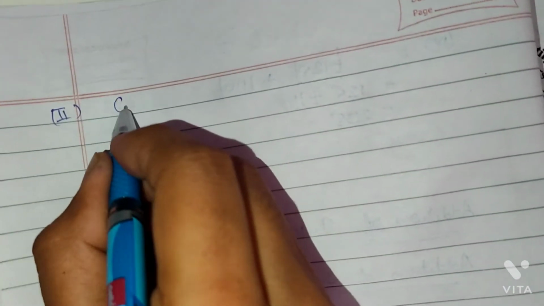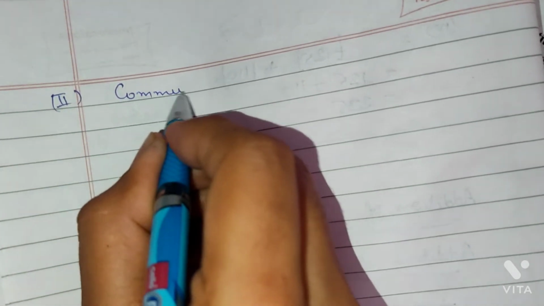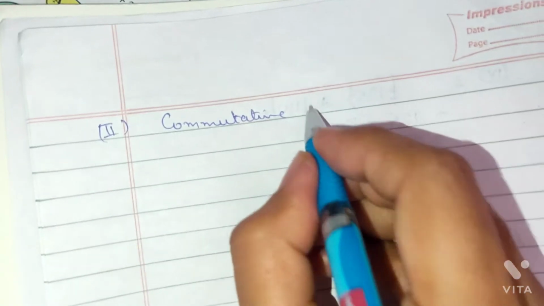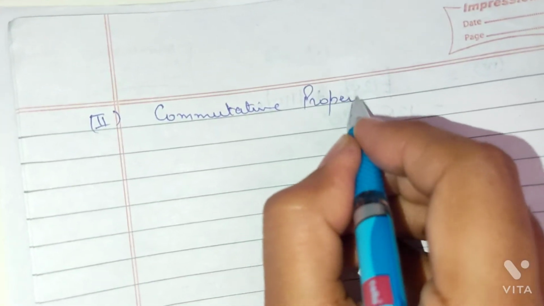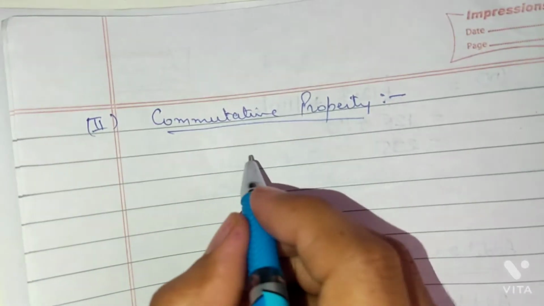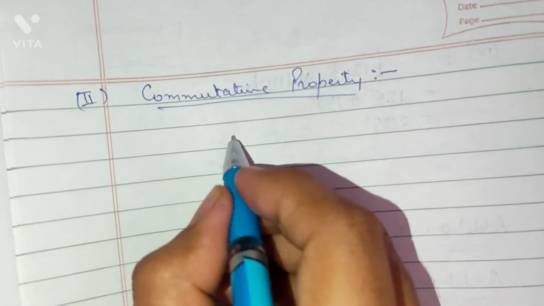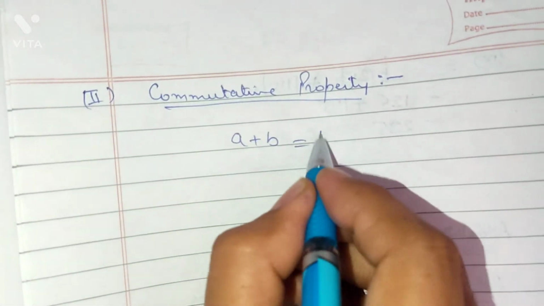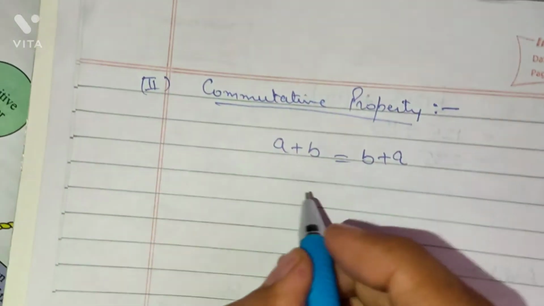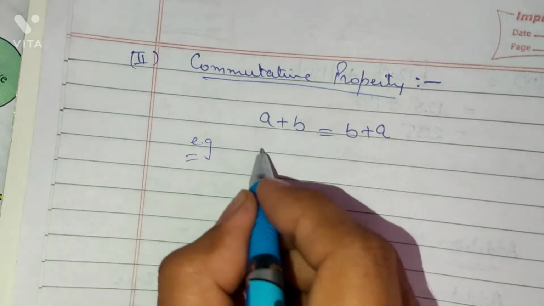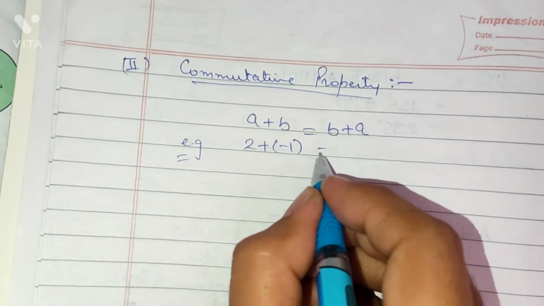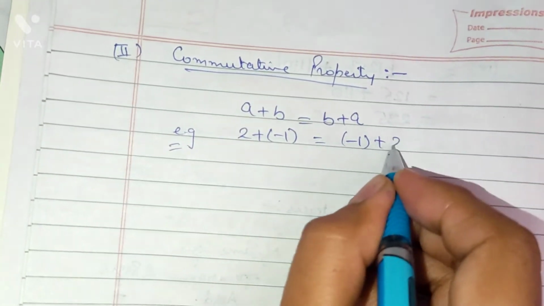Next property is commutative property. According to commutative property, we can add two integers in any order. If we add, then the result would be the same. Means if we change the order of two integers for adding, then the result will be the same in both cases. The property is a plus b is equal to b plus a. Means we are changing the order of numbers a and b.